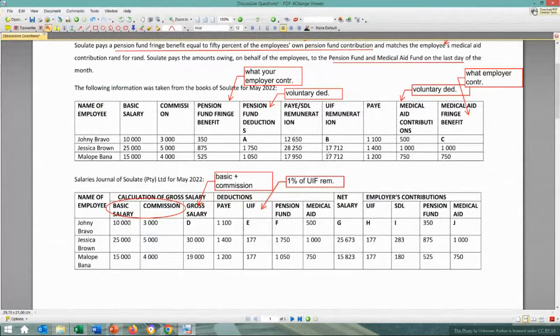Okay, what you would see is because of the fact that we kept the UIF remuneration for Jessica Malope capped, our UIF would also be capped at 177, even though they earned a gross salary higher than that amount. Okay, that's just to note for future reference. So then they want to know what is F? What is our pension fund deduction that we need to capture in the salary journal?